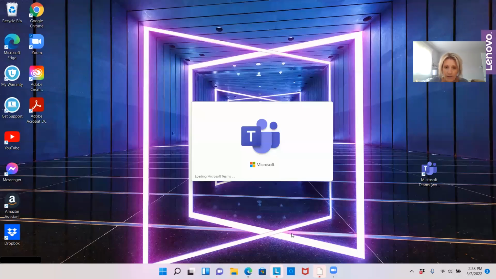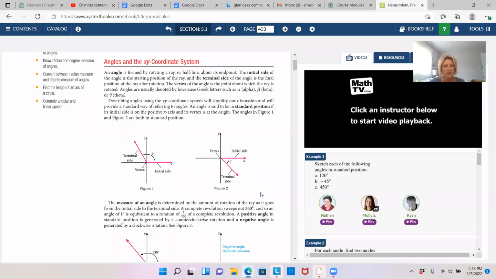There are a lot of definitions in this chapter, this lesson 5.1. So it's really important that you go through and take notes of everything for yourself, especially if you need to get reacquainted with some geometry things. An angle is formed by rotating a ray or half line about its endpoint. The initial side of the angle is the starting position of the ray, and the terminal side of the angle is the final position of the ray after rotation. The vertex of the angle is the point about which the ray is rotated.